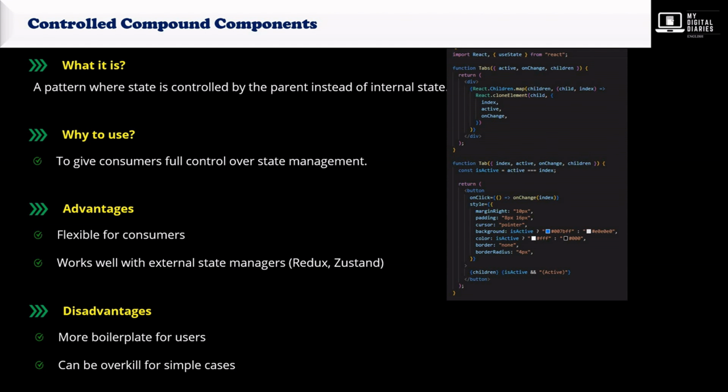To summarize, controlled components give maximum control to the parent component. They are perfect for complex scenarios and for apps using external state management. However, for simple UI components, they might add unnecessary complexity. Understanding this pattern will help us to design more flexible and scalable React components.